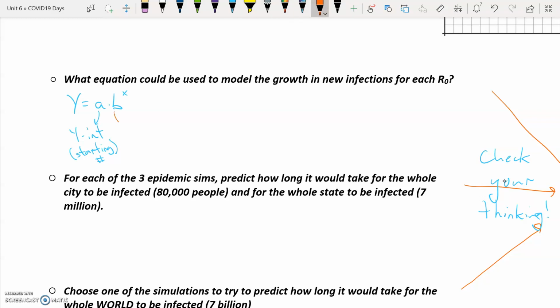And then this number is your multiplier. So notice the first round you were going 2 times 2 times 2, and the second one you were doing 3 times 3 times 3, and the third one you were doing 5 times 5 times 5. So this thing here is your multiplier. Sometimes they call that a growth factor. And then x is your independent variable. In this case, it's the number of infection rounds, sort of like generations of infection.